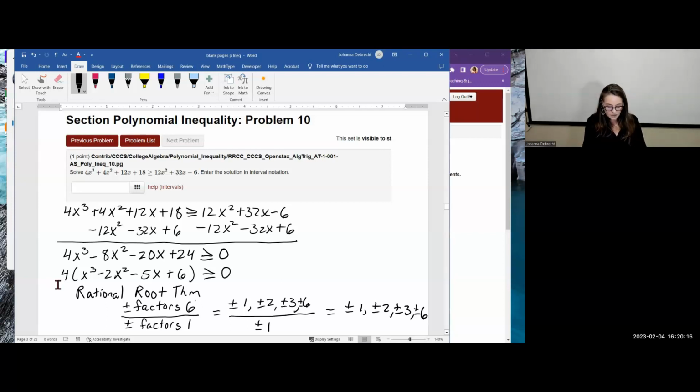So I'm going to actually graph this cubic, not including the 4, just the x cubed minus 2x squared minus 5x plus 6. And I'm going to look for the x-intercepts. Those would be the exact zeros or the solutions. If I find a rational number, it's got to be one of these in this list. So let's go ahead and factor it now.